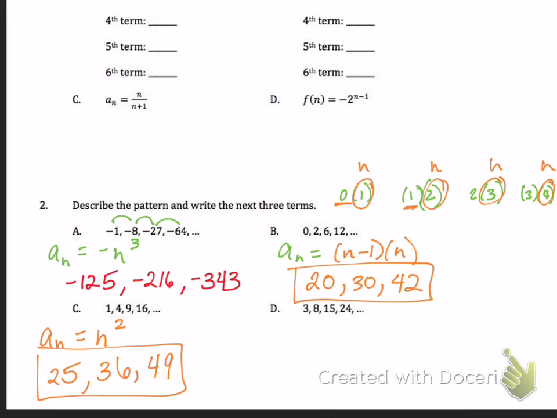Okay, this D, I want you to try this one on your own. This D is very similar to part B. So think about when n equals 1, what do I need to multiply it by to get 3? 3, so 1 times 3. When n equals 2, 4. When n equals 3, 3 times 5. When n equals 4, 6.